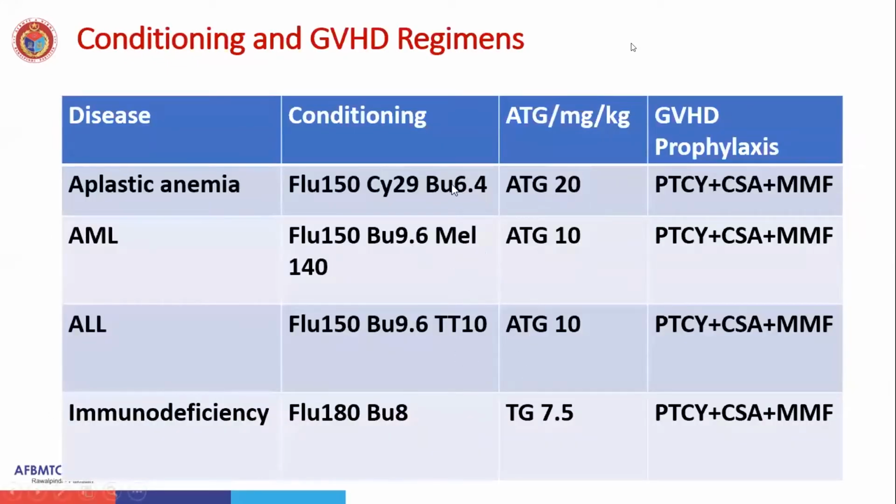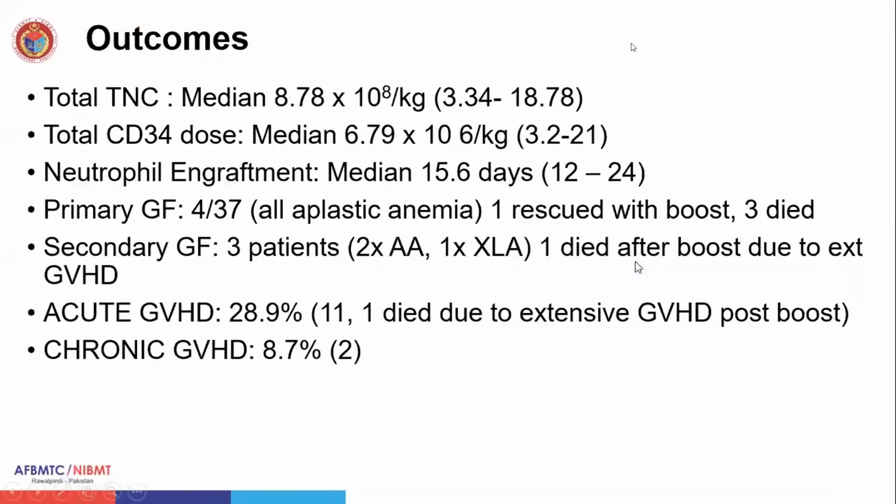These are the conditioning regimens. We do not have access to TBI, so busulfan is in all of the regimens, as well as ATG for GVHD prophylaxis. And we have used post-transplant cyclophosphamide plus cyclosporin. We do not, as a matter of routine, use tacrolimus plus MMF. The median stem cell TNC dose that we've used is quite high, 8.7. The lowest is 3.3. Median CD34 cell dose has been quite good as well, 6.7. The lowest, 3.2.